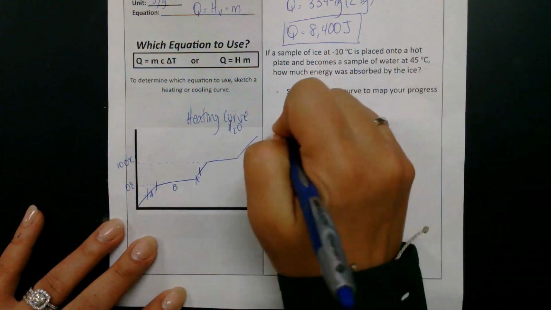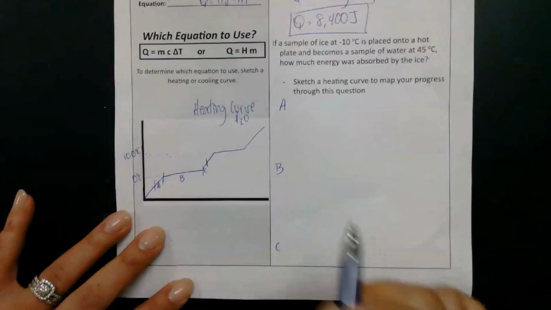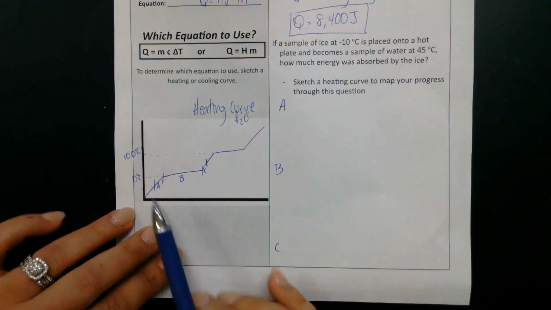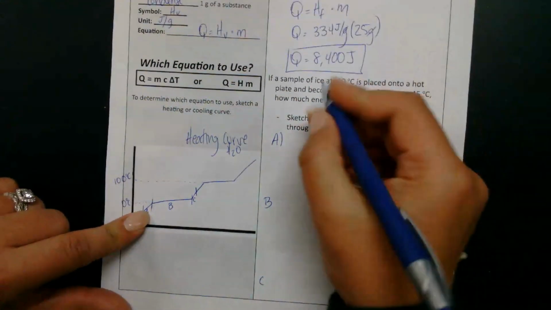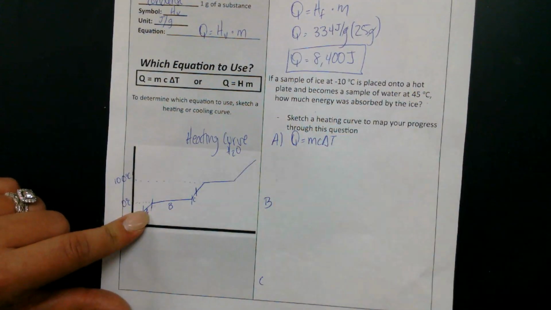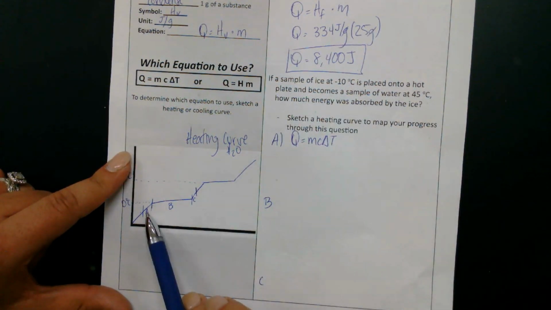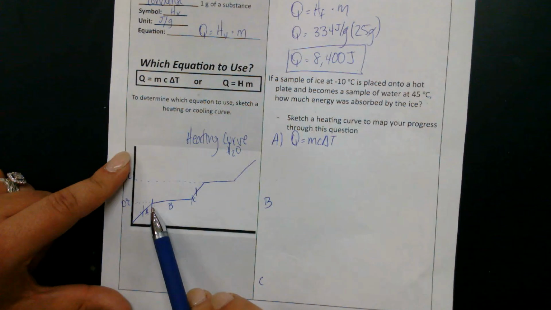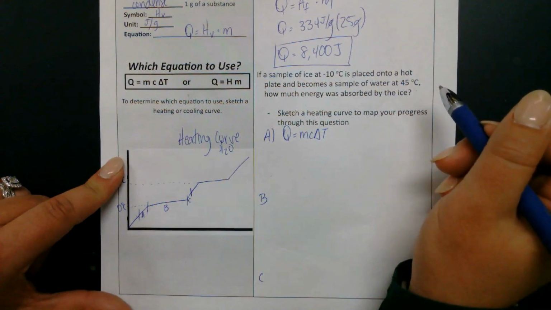So what I'll do over here is I'm going to set up those 3 sections as 3 different calculations. Well, A, we have a temperature change. So if we have a temperature change, we're going to use Q equals MC delta T, temperature change. And then I'm going to use the information that I have here to figure out, okay, from this negative 10 up to 0, right? Negative 10 up to 0, let's figure out the heat.